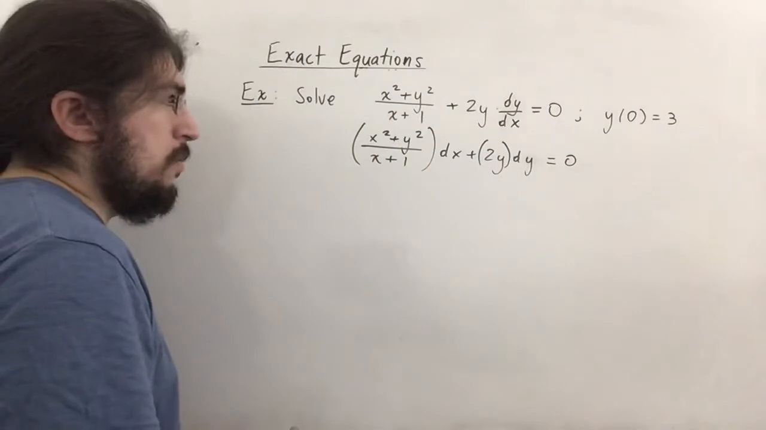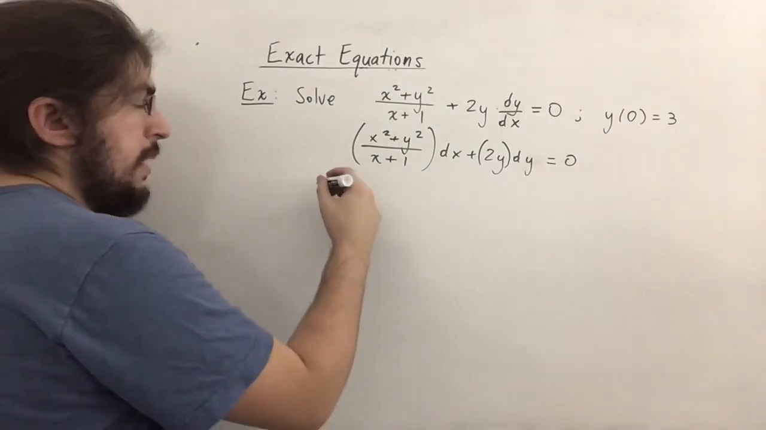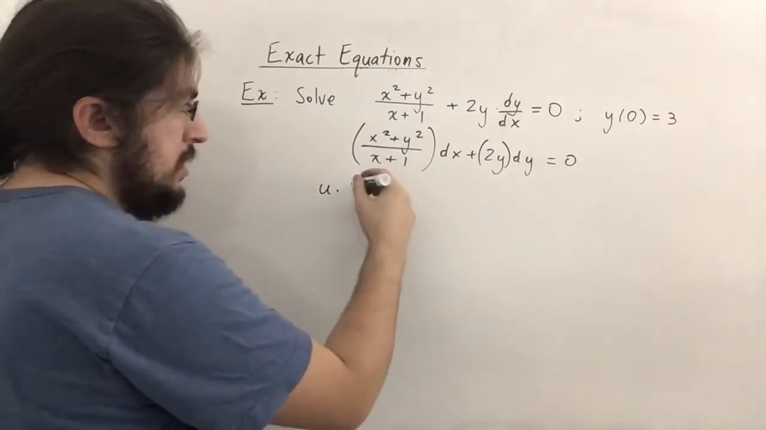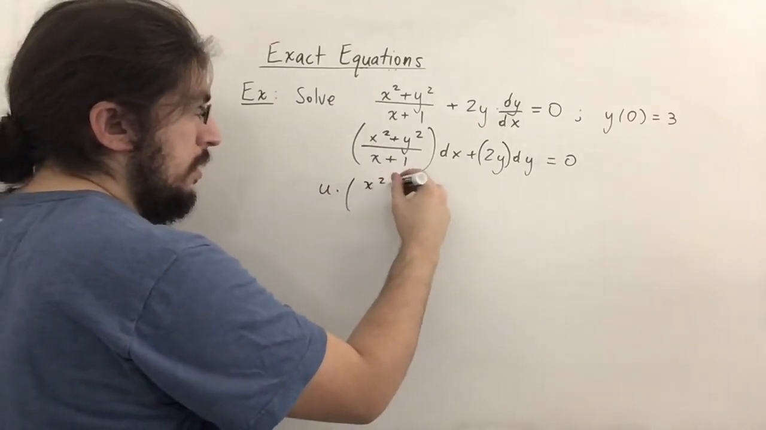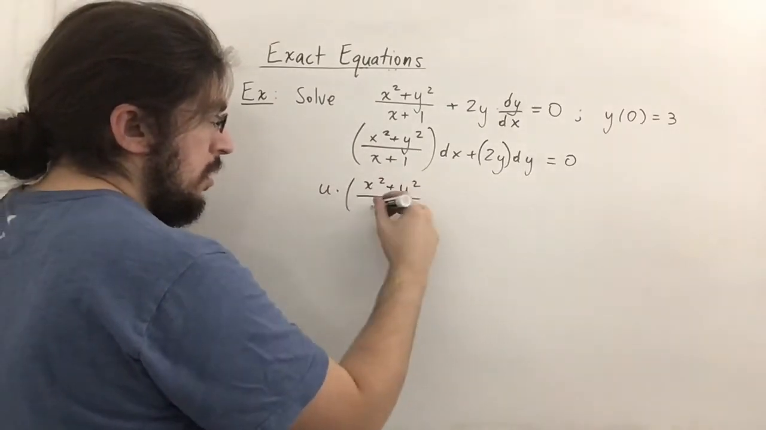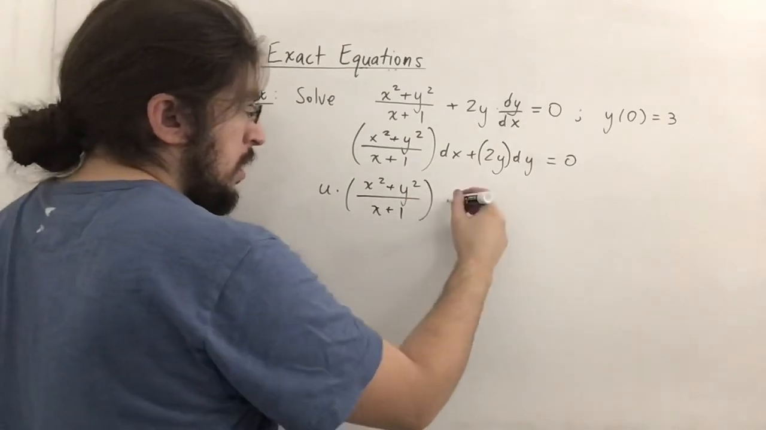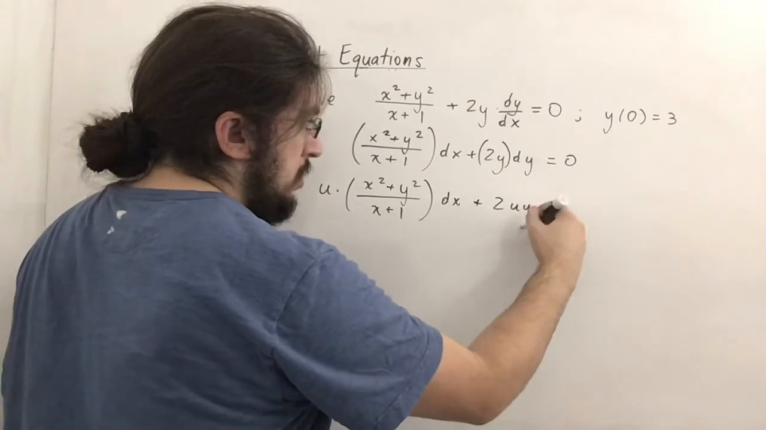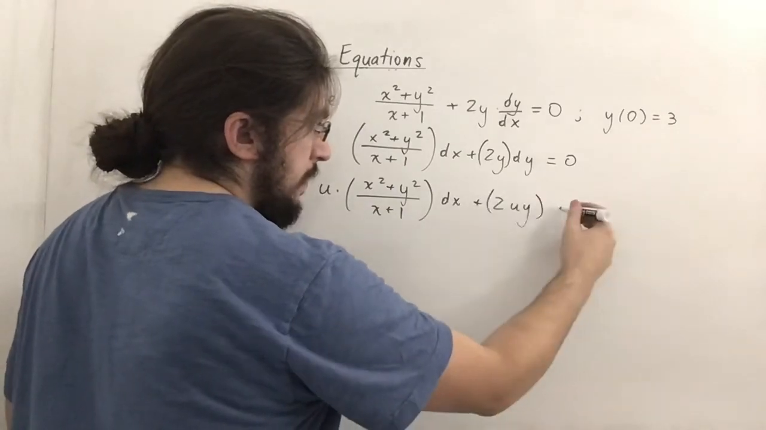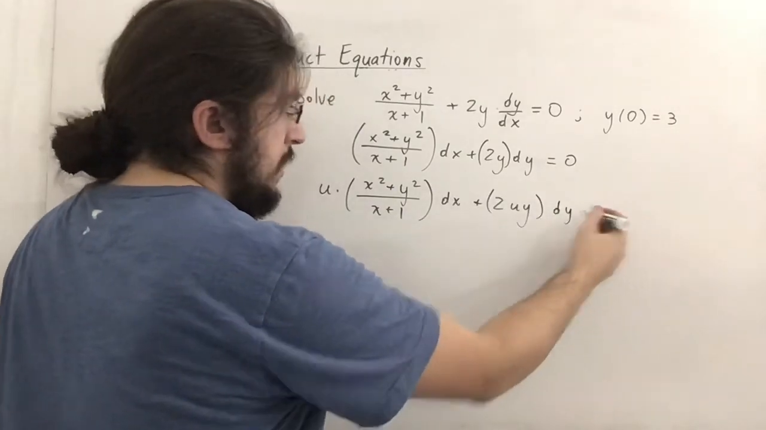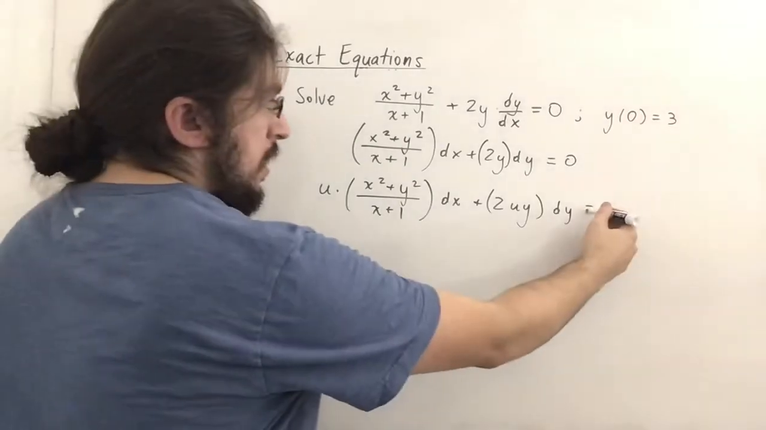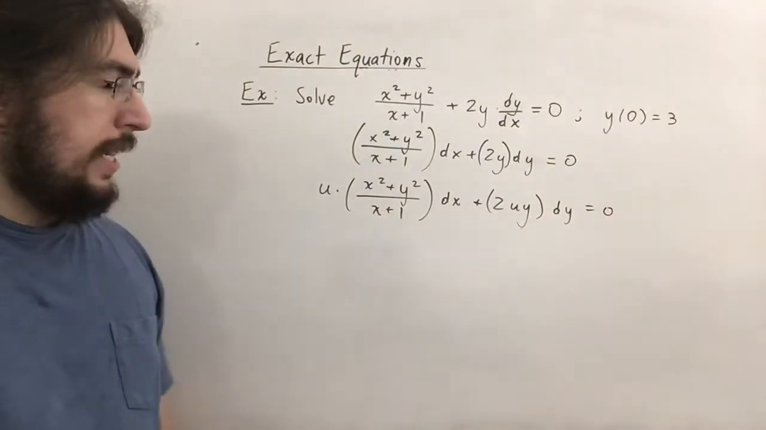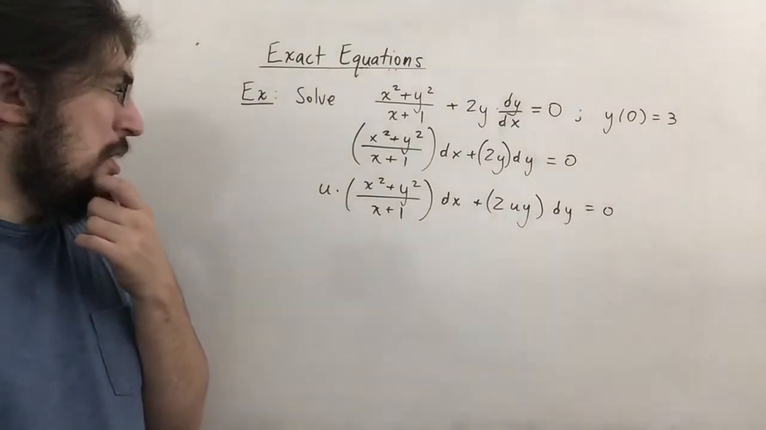So what can we do? Well, here's what I'm going to do. I'm going to write, let's call it u, and I want to multiply u to each of these. I'm going to multiply u to x squared plus y squared over x plus 1 dx plus, let's write it as 2uy, and then that's dy. And I want it to be so that, well, m sub y is equal to n sub x. How can we make that the case?